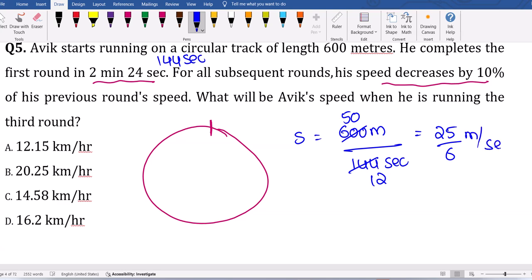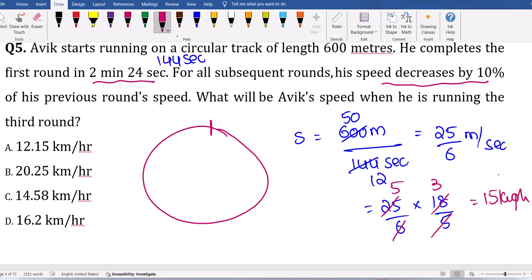But my dear friends, here speed is given in kilometer per hour. So we have to convert this into kilometer per hour. For that we should multiply with 18 and divide by 5. Is it? So speed is 15 kilometer per hour in first round. But they said every subsequent round 10% speed is decreased. So second round 10% decrease means 15 minus 1.5, which is nothing but 13.5. Second round.